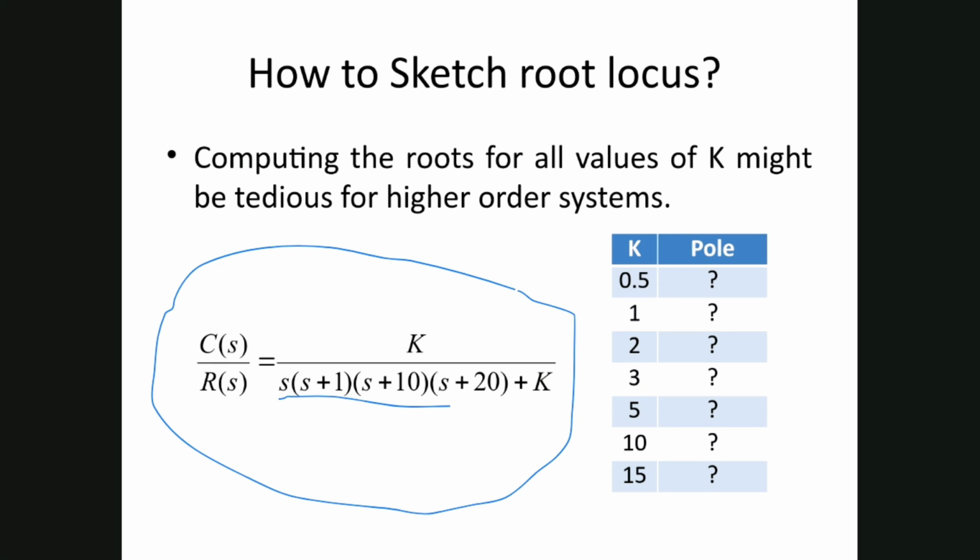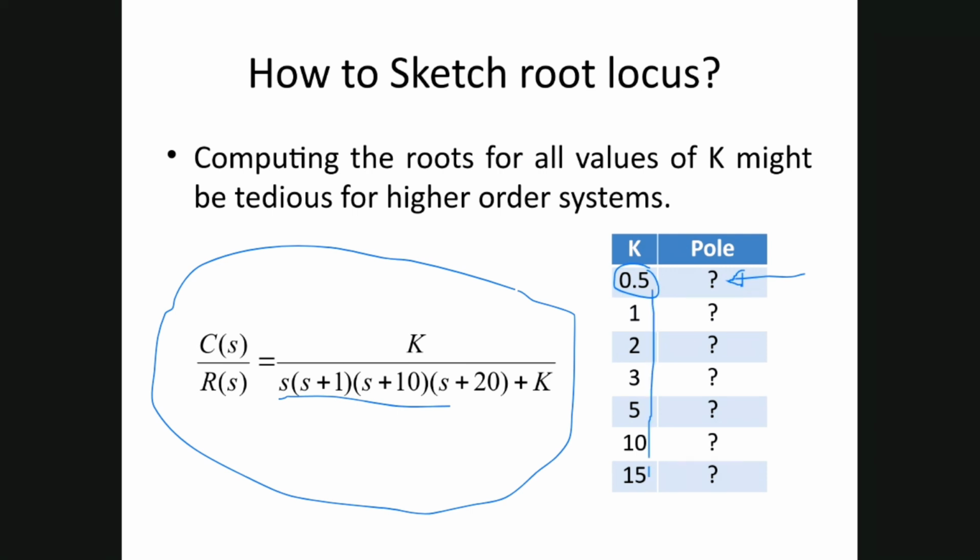Now let's say k is 0.5. Can you give me the values of the poles, all the 4 poles? So it is difficult. Of course, there will be multiple values. You will have 4 poles, 4 values. So it will become tedious to find out the poles with different values of k.